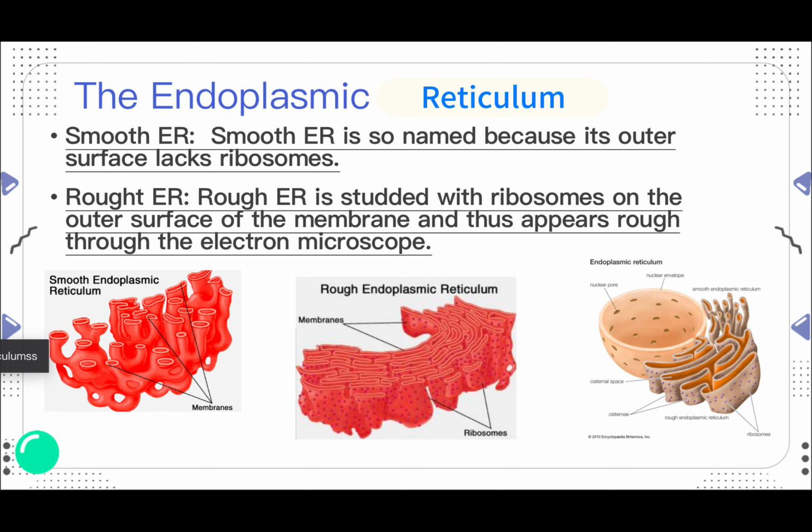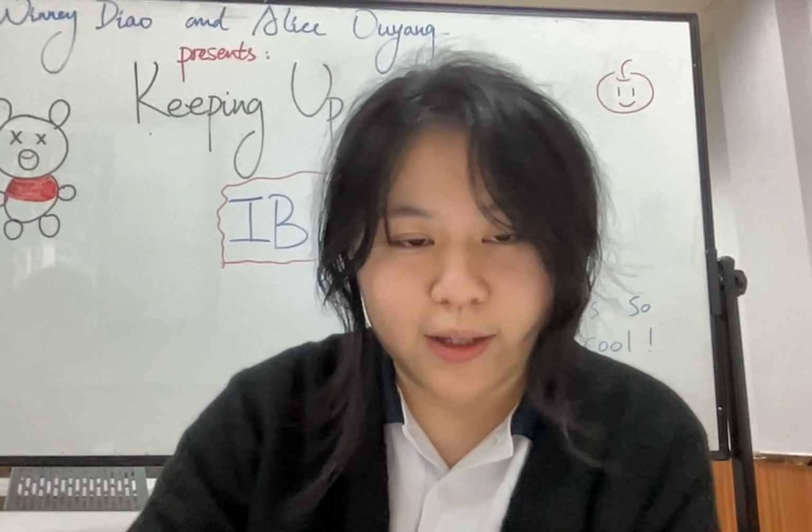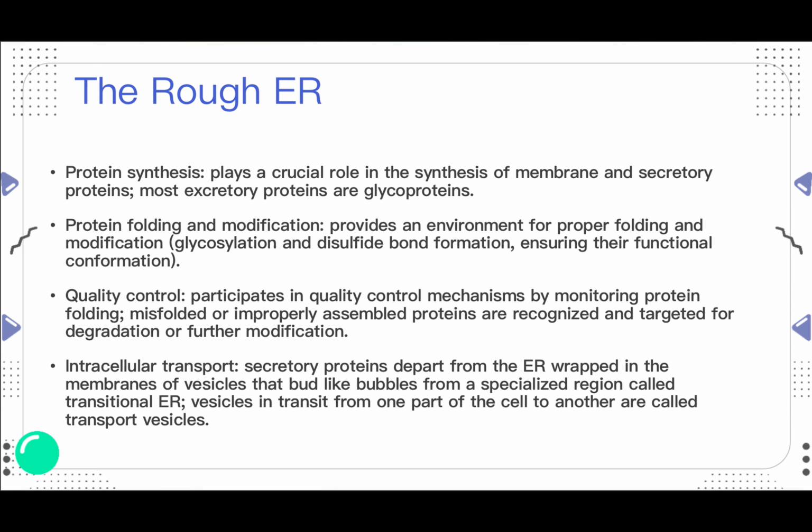So, the smooth and rough ER are actually called the smooth and rough endoplasmic reticulum. Long, fancy name. They are called smooth and rough because the rough ER has ribosomes embedded on the outside and the smooth ER does not. So the primary function of the rough ER would be protein synthesis. But it's not actually the rough ER that does the protein synthesis. It's because it's studded with ribosomes, which are responsible for synthesizing proteins, and it plays a crucial role in the synthesis of membrane and excretory proteins.